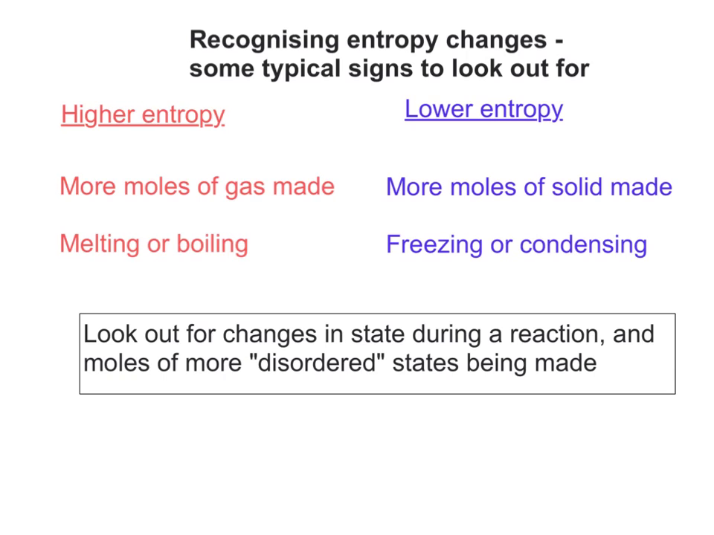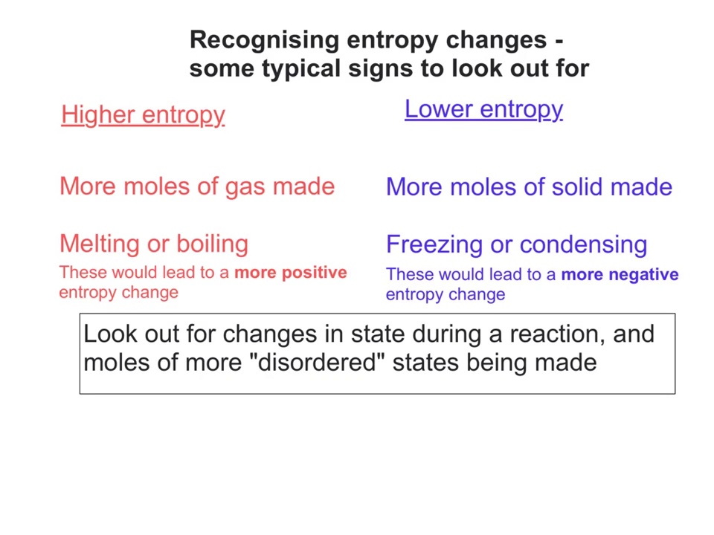So if you're looking at, for example, a chemical reaction, you've got the equation. You'll have changes of state and you'll have the mole ratios. If it's going from reactants to products, the products will have more moles of gas. The products might include melting or boiling. If that happens, that means the entropy change is going from lower entropy to higher entropy, so it's a positive entropy change.